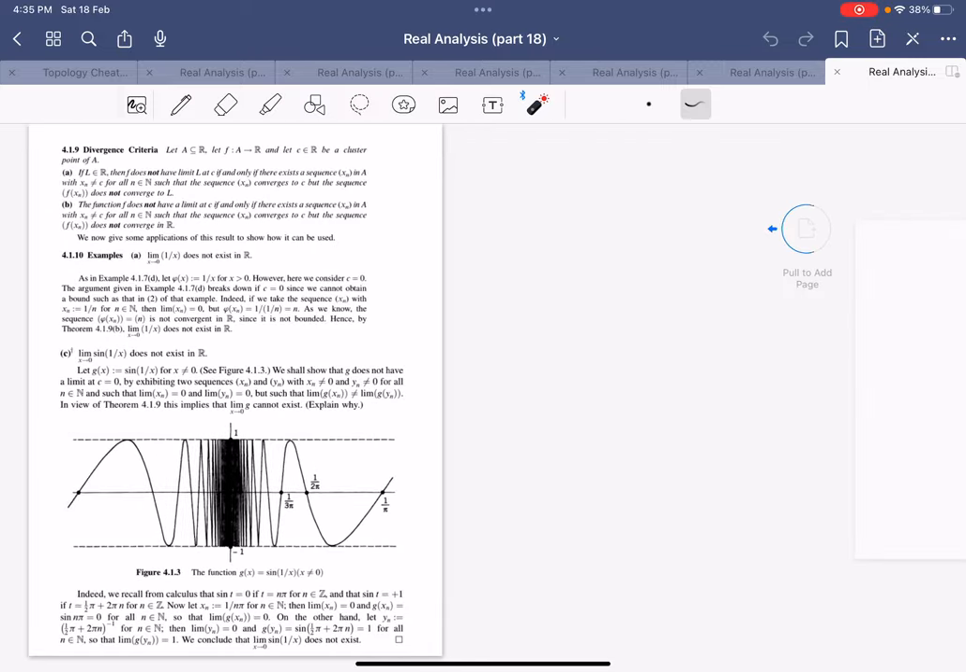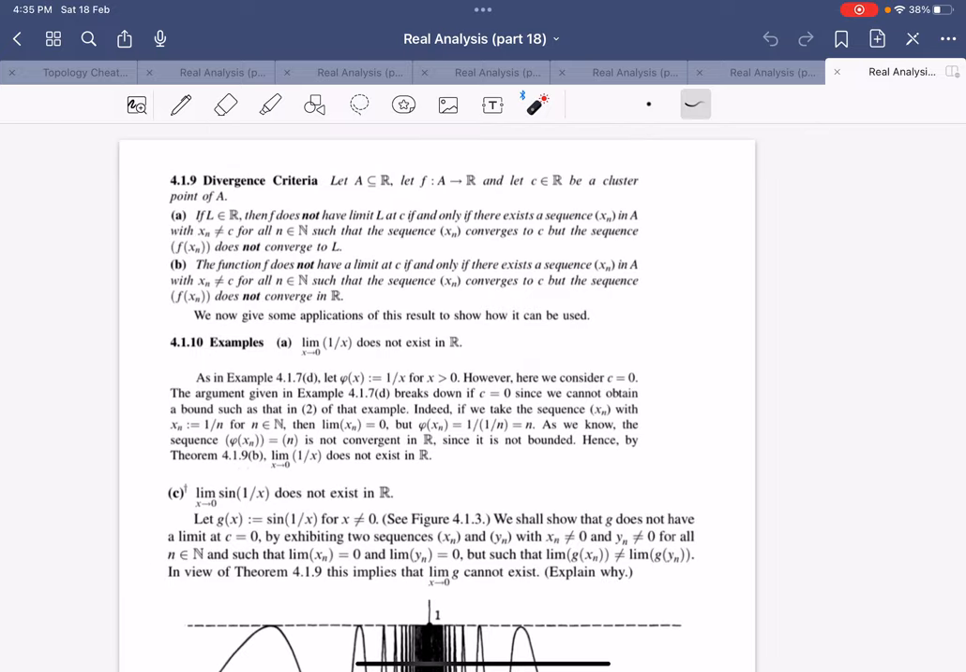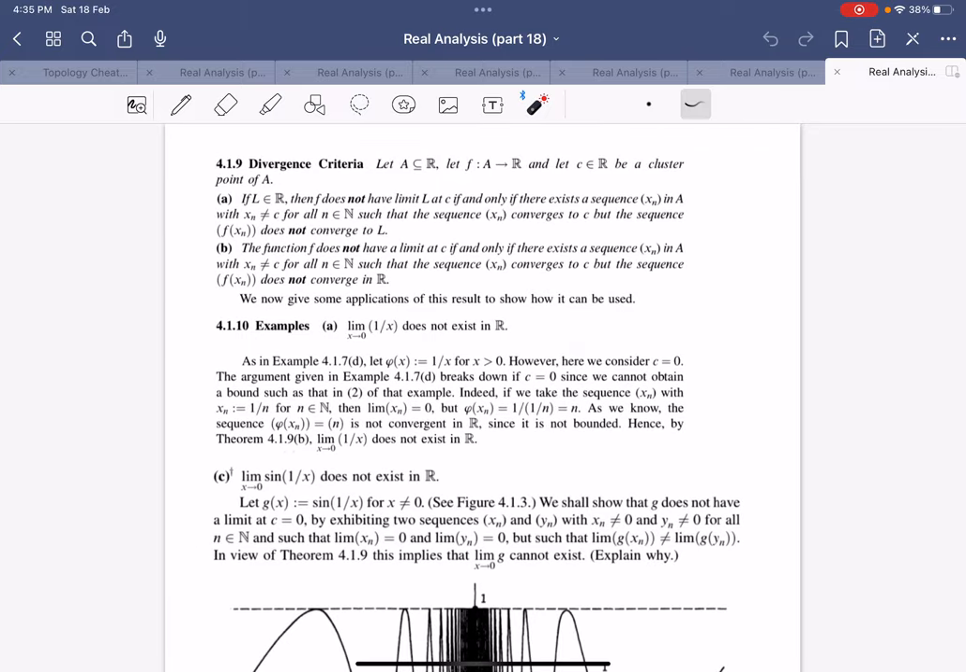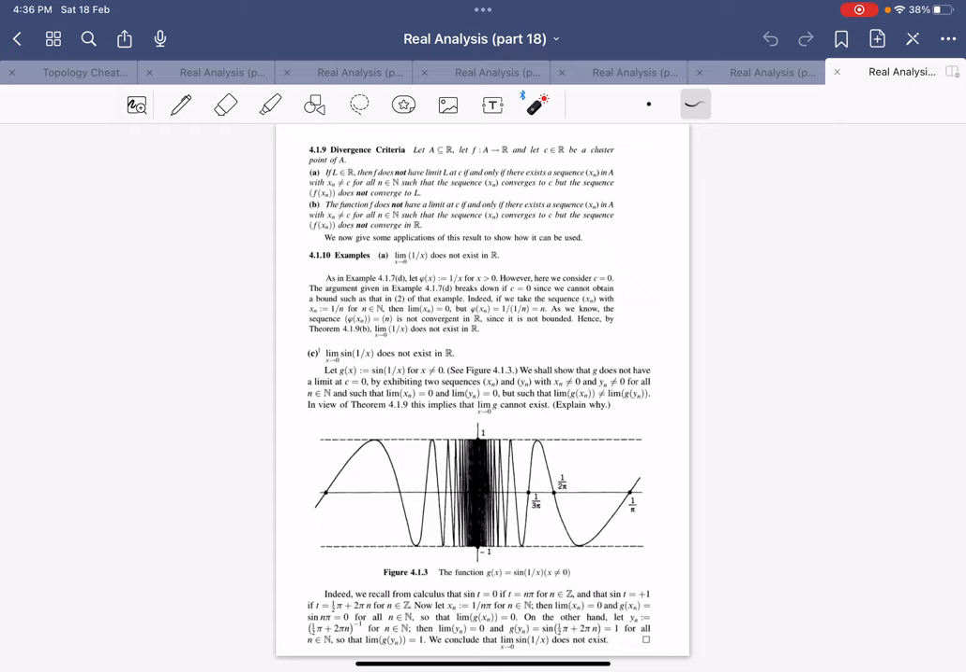What we care about is the divergence criterion too, because we want to know when a function doesn't have a limit at a certain point. We say that f doesn't have a limit if and only if there exists a sequence x_n that converges to c, but the sequence f(x_n) doesn't converge to L. And if this occurs for all L, then it doesn't have a limit at all. This is really because of the sequential criterion for convergence reformulated.